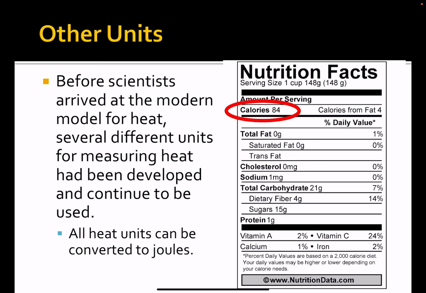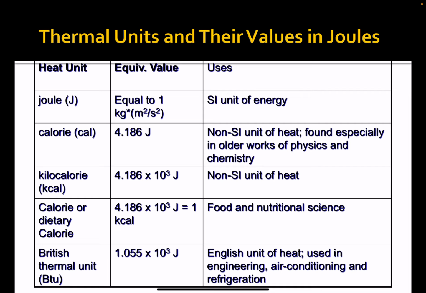But there are some other units, and so we have one called calories. Here's a list of them real quick. We have joules, which is our standard. This is what we're going to use for all of our problems, unless I say convert to calories or something. We have calorie, the lowercase c calorie. This is 4.186 joules. It's not really used that commonly. It's found in older textbooks and stuff.